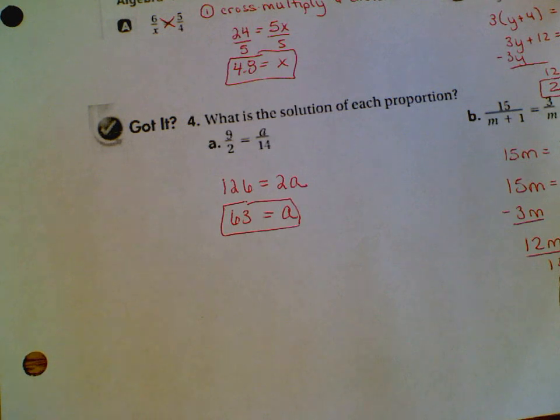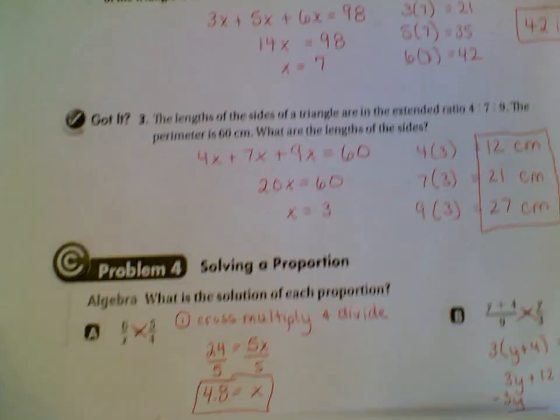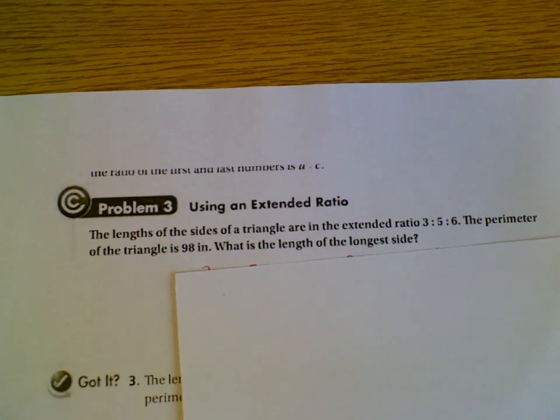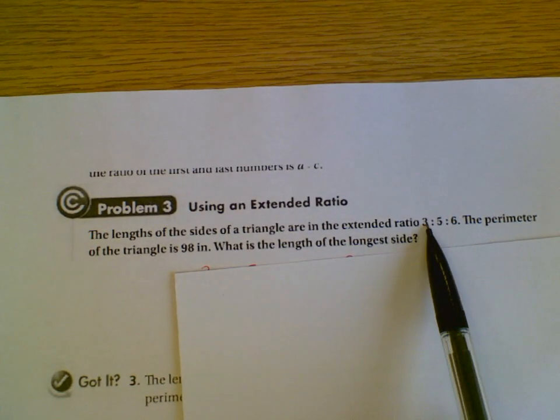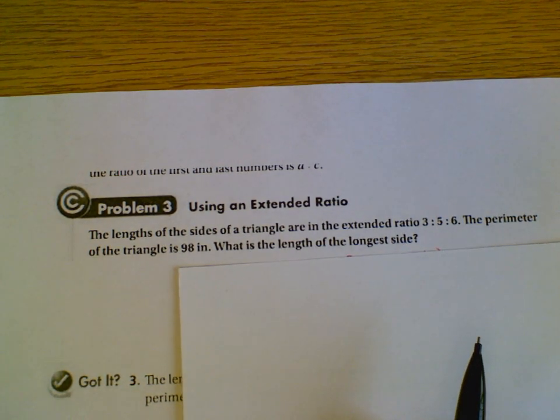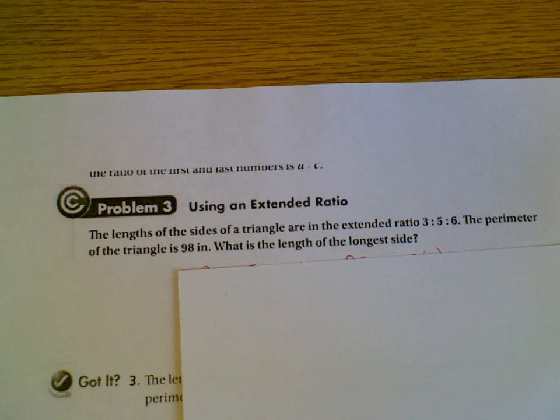Okay, next part is where you're going to be given some extended ratios. So an extended ratio is just where they're going to start comparing like 3 numbers or more. So far you've just been given 2. So it says the lengths of the sides of a triangle are in the extended ratio, 3 to 5 to 6. The perimeter of the triangle is 98 inches. What's the length of the longest side?